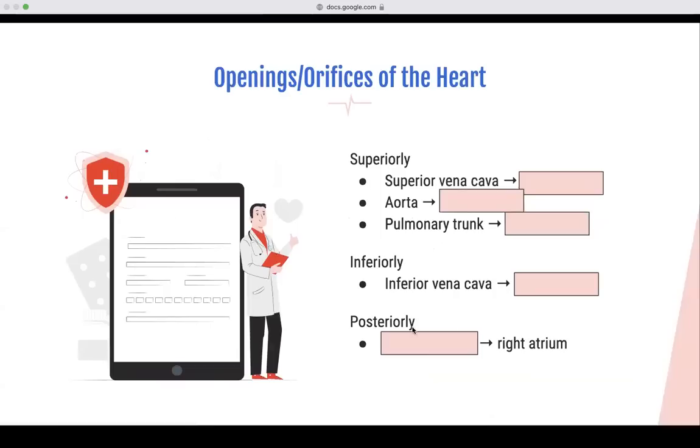Now the openings and orifices of the heart. This should be really easy. What opens superiorly into the heart? At the superior part of the heart, what openings do we have? We have the superior vena cava, right? Which opens into what? Right atrium. Aorta.